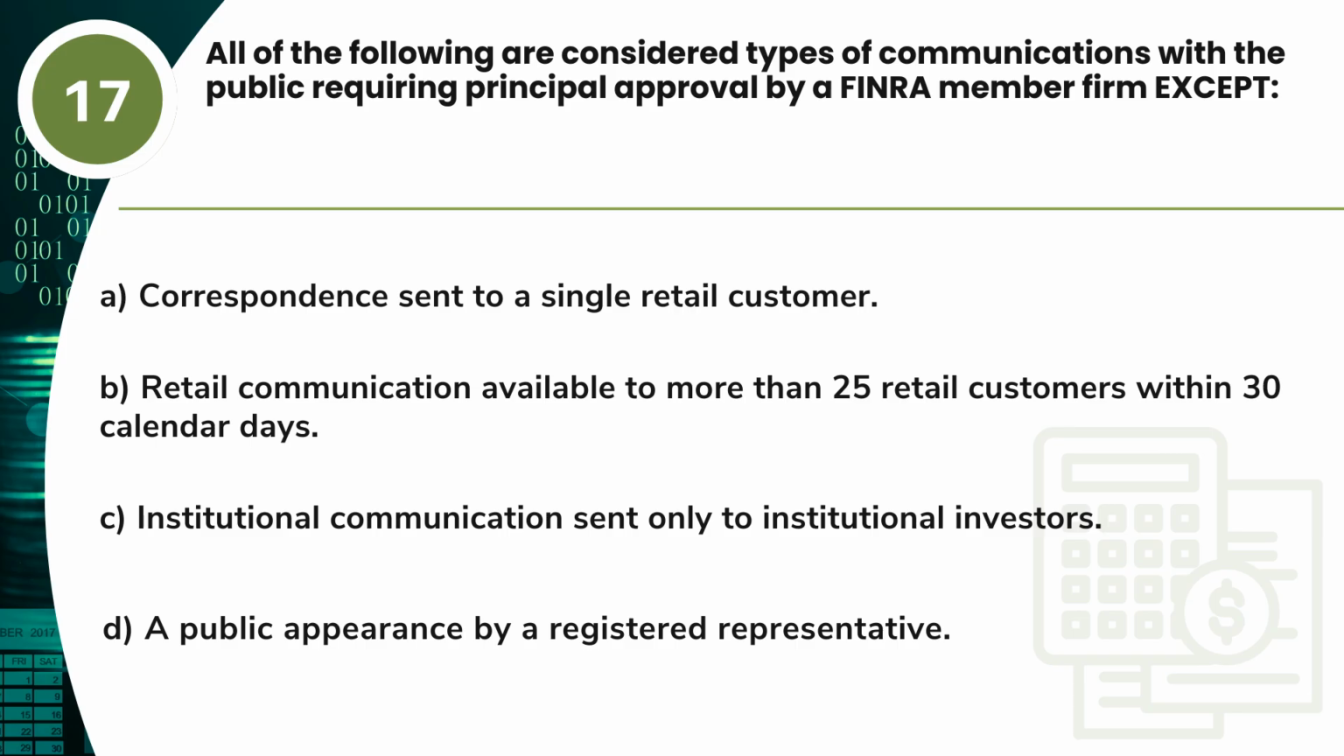Question 17. All of the following are considered types of communications with the public requiring principal approval by a FINRA member firm, except: A. Correspondence sent to a single retail customer. B. Retail communication available to more than 25 retail customers within 30 calendar days. C. Institutional communication sent only to institutional investors. D. A public appearance by a registered representative.